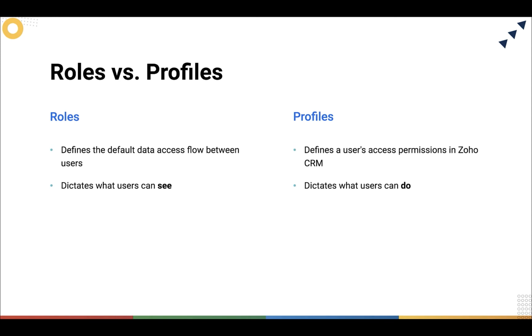Now, roles define the default data access flow in your organization. So, using the role hierarchy, you are going to map your organization structure, and that in itself defines the default access flow between users in your account. And profiles determine the CRM permissions allowed for a user. So, while profiles define what somebody can do in the system, roles define what somebody can see. All right, so in simple words, this is the difference between roles and profiles.